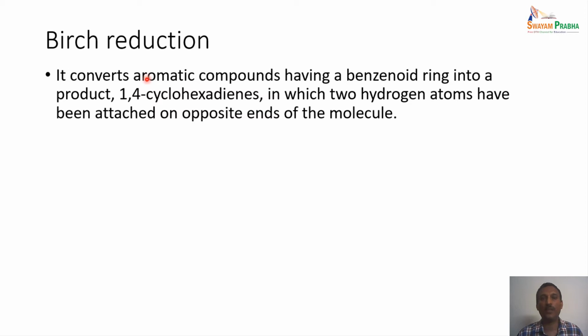In this particular case, the intense blue color of the solution shows the formation of the radical, because this is basically a radical mechanism. When we look at the mechanism, we will know how the reaction actually proceeds. This Birch reduction basically converts aromatic compounds, that is, compounds having the benzenoid ring, into a 1,4-cyclohexadiene derivative, in which two hydrogen atoms have been attached to opposite ends of the molecule.